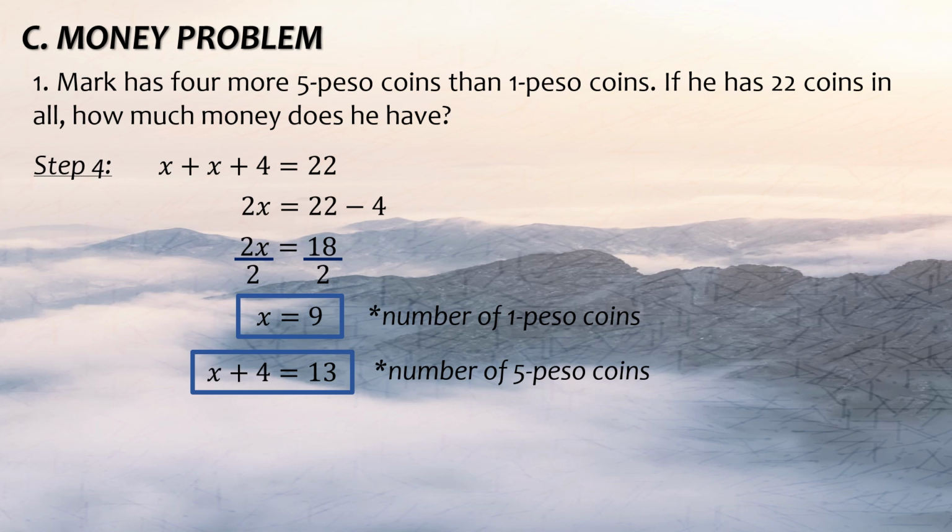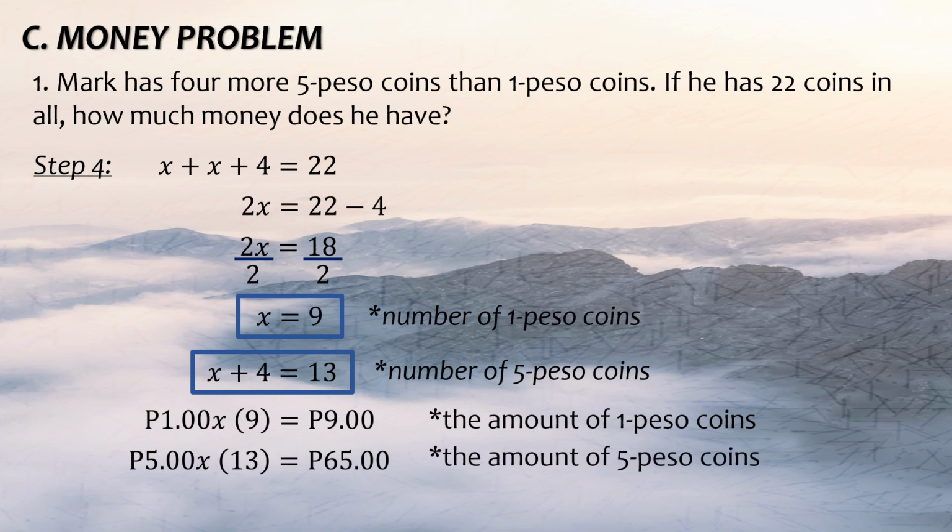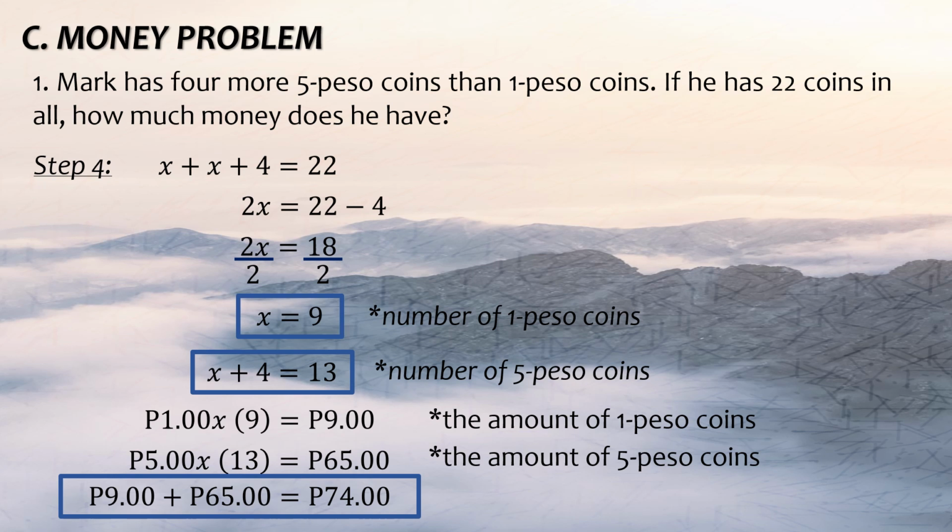So, merong siyam na 1 peso coin at meron namang 13 5 peso coin. I-multiply na natin sa 1 peso ang 9 na nakuha natin sa variable x, kaya naging 9 pesos ang amount ng 1 peso coins. And then, i-multiply natin sa 5 pesos ang 13, which is equal to 65 pesos, which is the amount of 5 peso coins. All in all, kapag kinuha na natin kung magkano nga ba yung hawak ni Mark na pera, 9 pesos plus 65 pesos, si Mark ay merong 74 pesos.